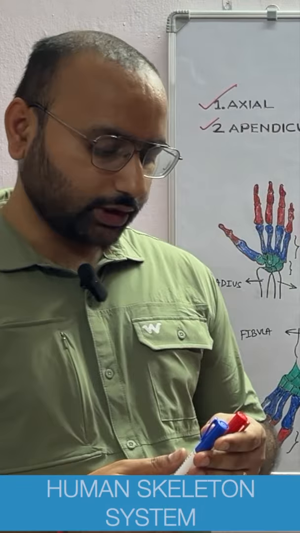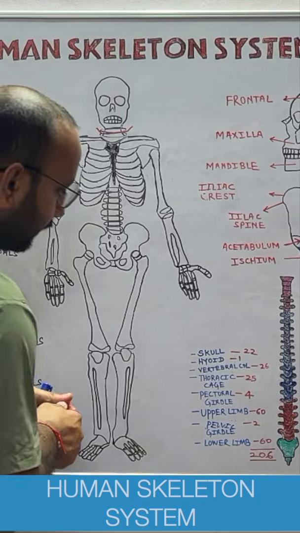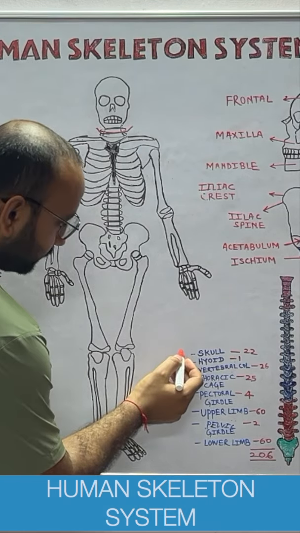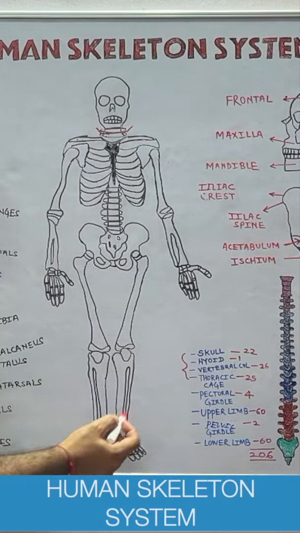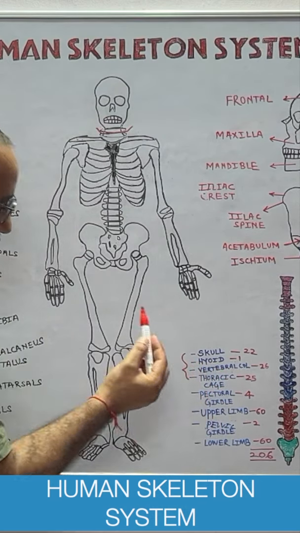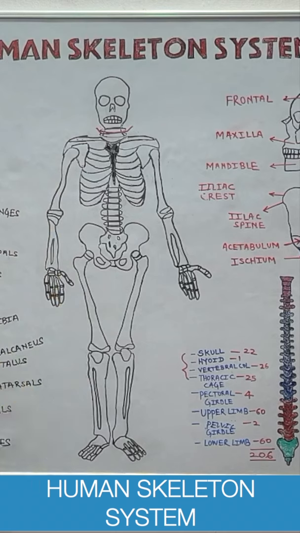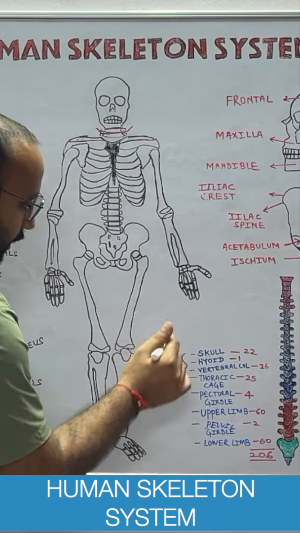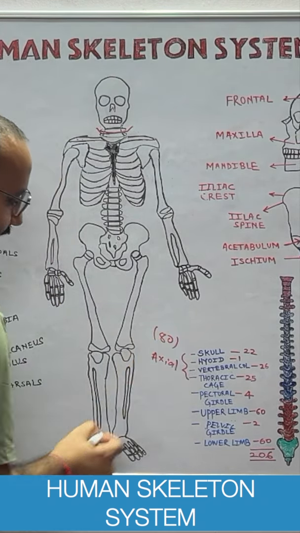Let us try to see different bones in the axial and appendicular skeleton. In the axial skeleton, you have 4 different parts of your human skeleton system. You have the skull, then the hyoid bone, then the vertebral column and the thoracic cage. All these 4 parts are a part of the axial skeleton. In total, you have 80 bones in the axial skeleton.